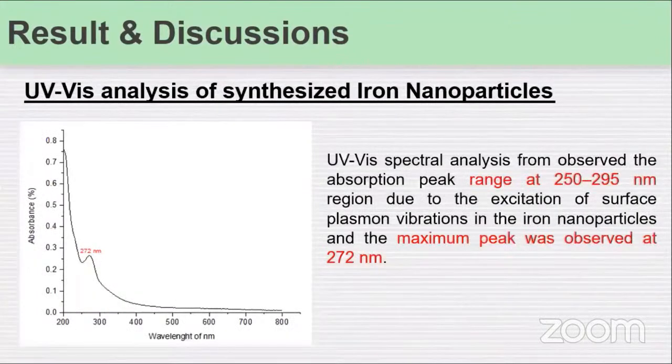Then I explain the UV analysis of the synthesized iron nanoparticles. We can see the diagram of the UV analysis. In UV visible spectroscopy analysis, the observed absorption peak range is 250 to 295 nanometers, due to the surface plasmon vibration in the iron nanoparticles, and the maximum peak was observed at 270 nanometers.